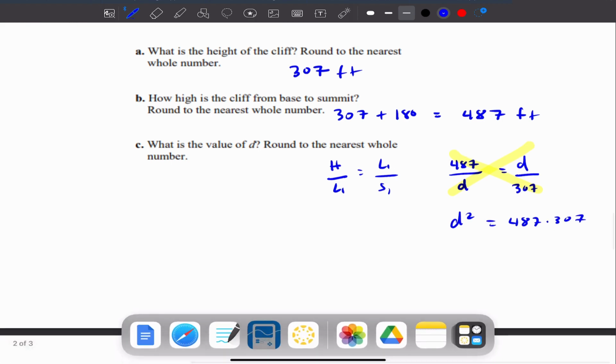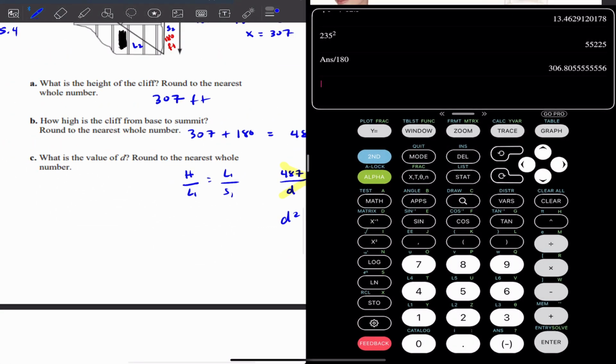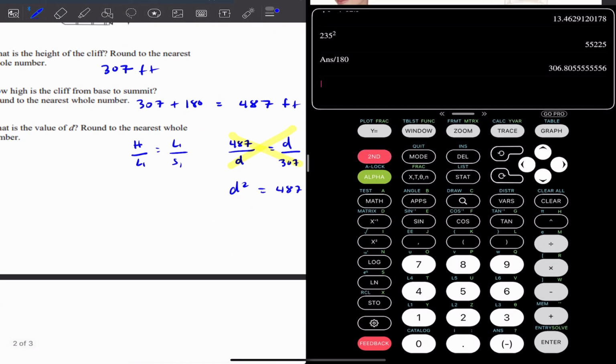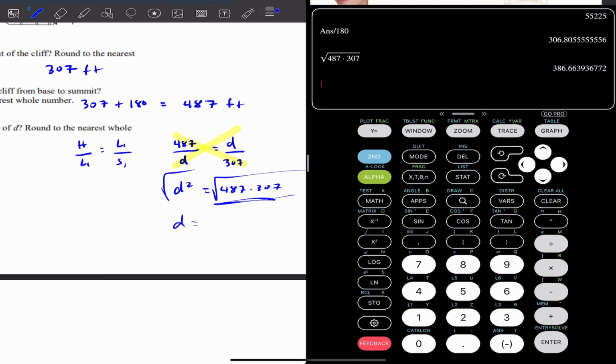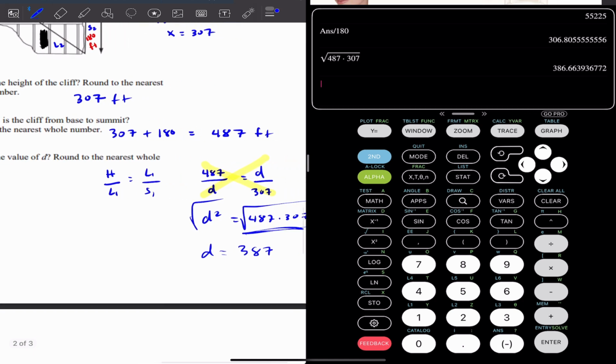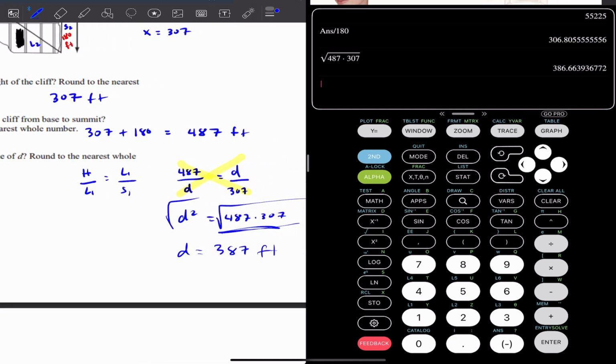Okay, that's a huge number. And it says to round to the nearest whole number, so I can take the square root of this. So if I take the square root of 487 times 307, okay, so that's a decimal right there. So D is equal to 387 feet. Okay, so that's 387 feet. That's my answer.